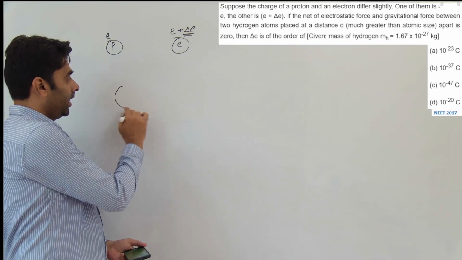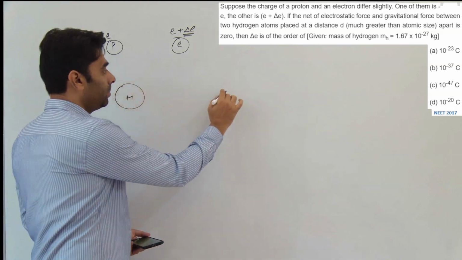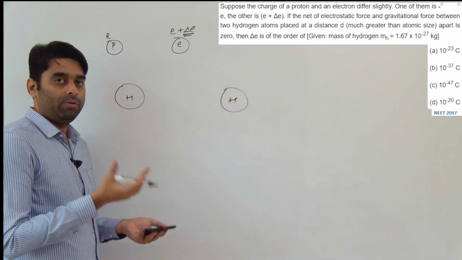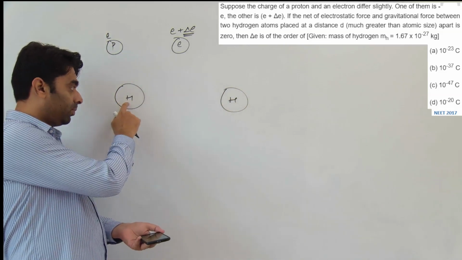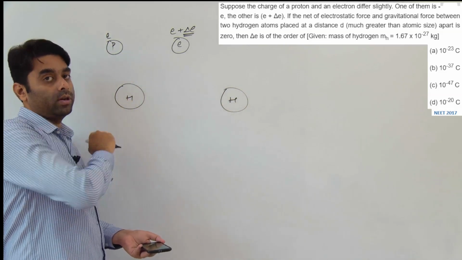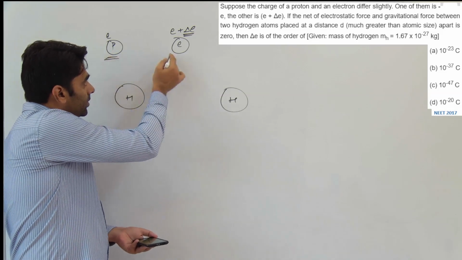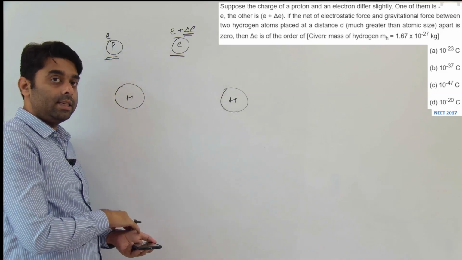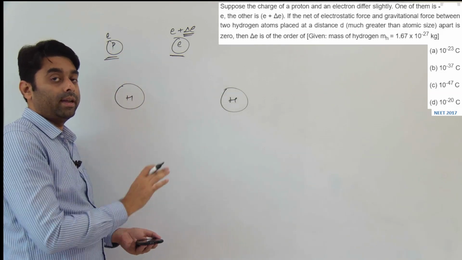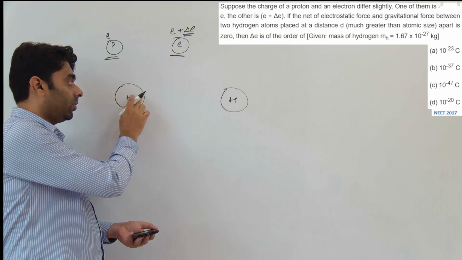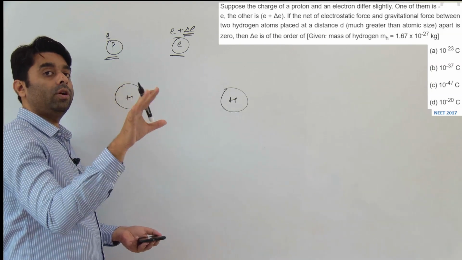Now let us see hydrogen atom. What does our present knowledge say? What we know is that hydrogen is basically one proton, one electron, so a neutral atom, right? But according to this situation, proton has E and electron has E plus delta E. So in this situation, if one proton and electron is there, the atom will not be neutral.